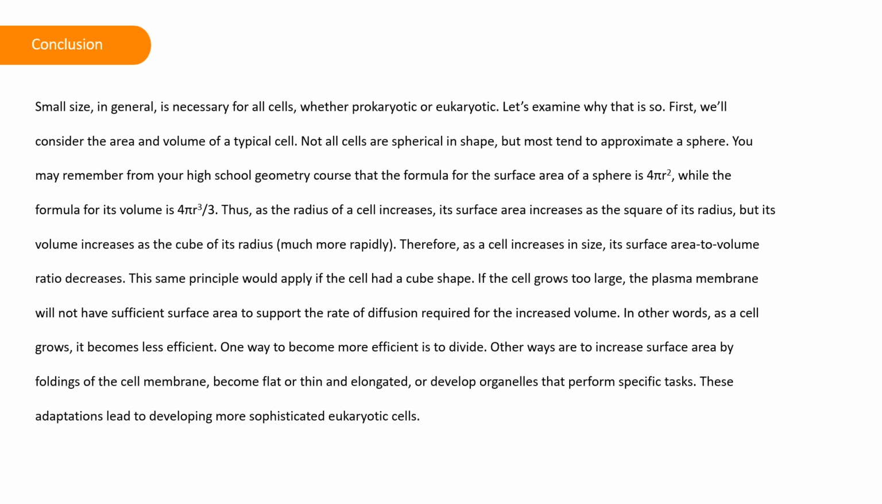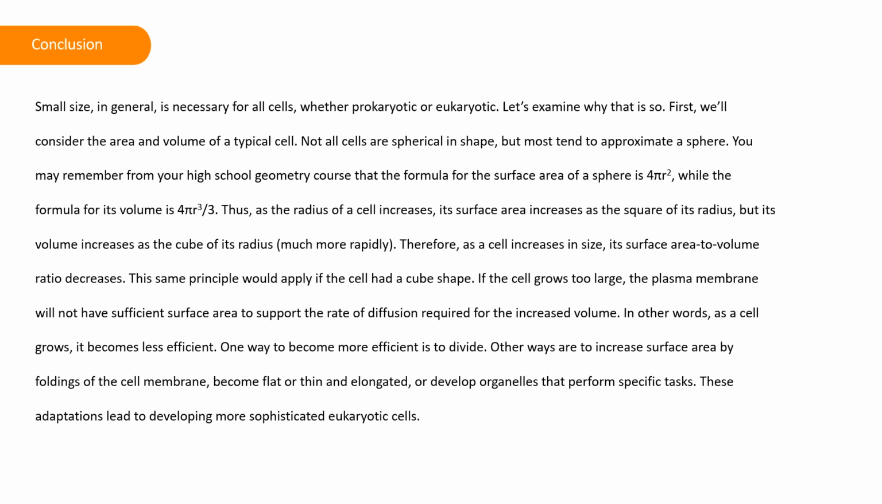Thus, as the radius of a cell increases, its surface area increases as the square of its radius, but its volume increases as the cube of its radius, much more rapidly. Therefore, as a cell increases in size, its surface area to volume ratio decreases. This same principle would apply if the cell had a cube shape. If the cell grows too large, the plasma membrane will not have sufficient surface area to support the rate of diffusion required for the increased volume. In other words, as a cell grows, it becomes less efficient.